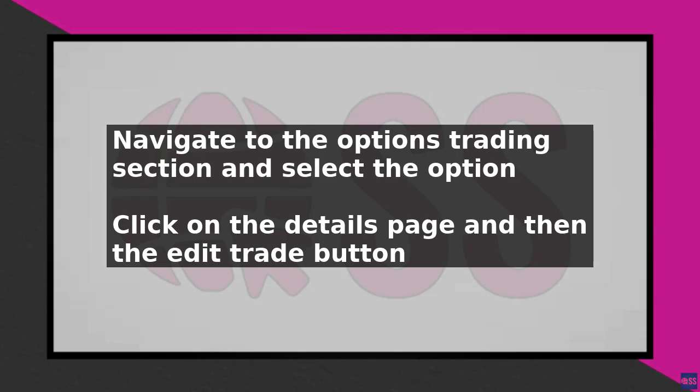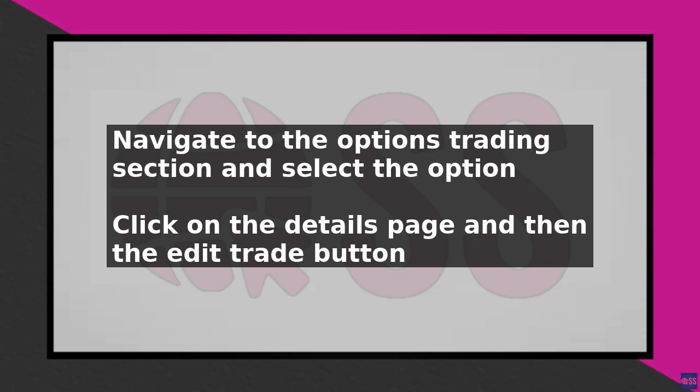However, Robinhood does not directly support trailing stop losses for options. Instead, you can use a workaround by setting a regular stop loss and adjusting it manually as the price of the option moves in your favor.